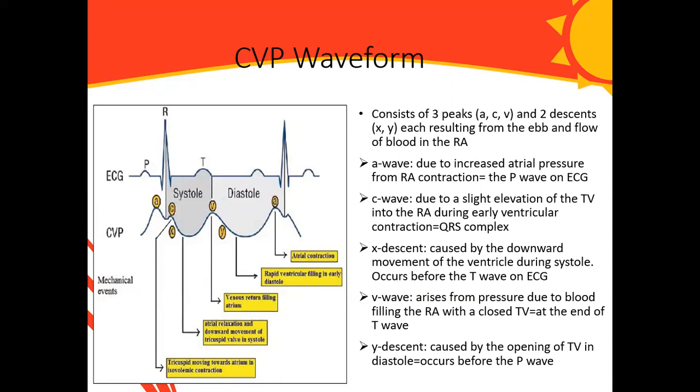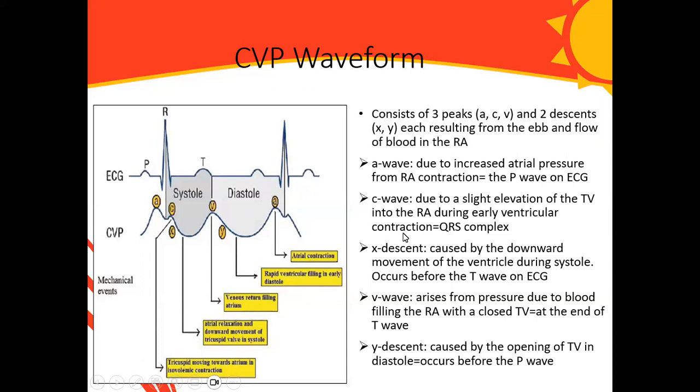So the A wave on your CVP waveform corresponds to the P wave on your ECG, which represents atrial contraction. The C wave is a slight elevation in pressure in the right atrium during early ventricular contraction, and this represents your QRS complex. So your C wave represents your QRS complex. The X descent.